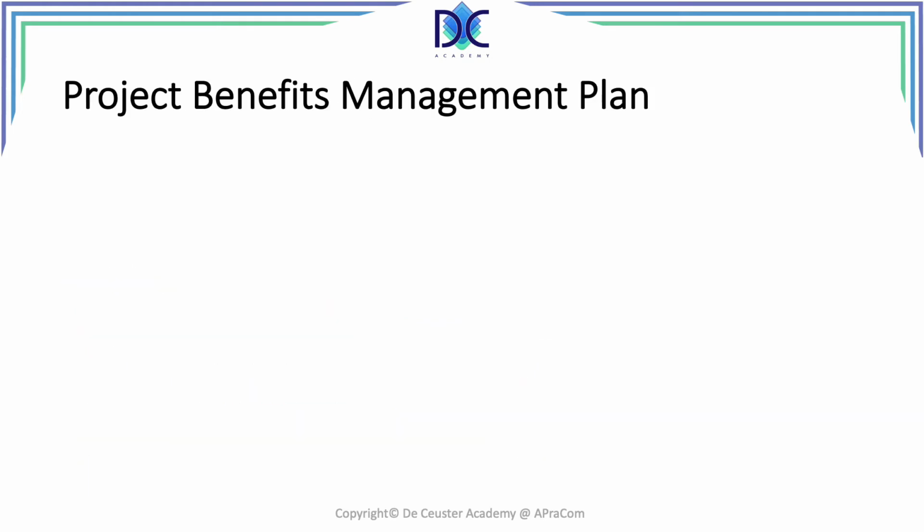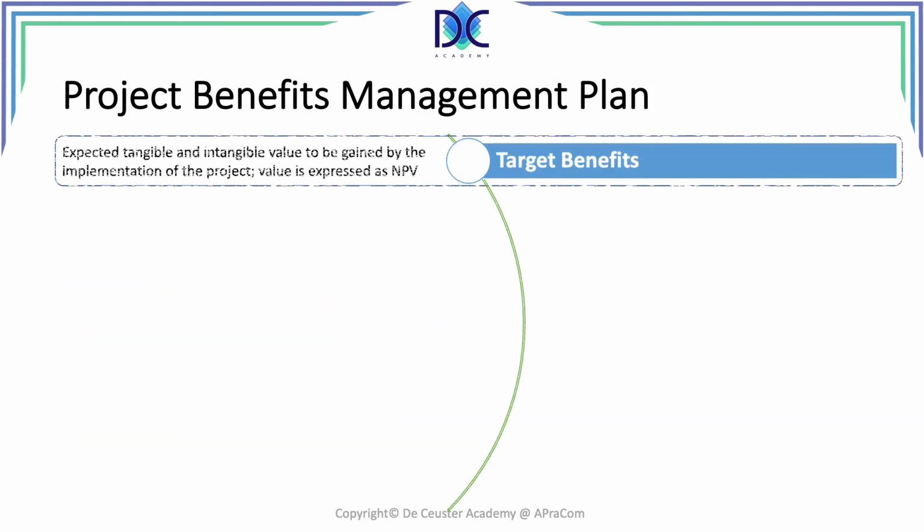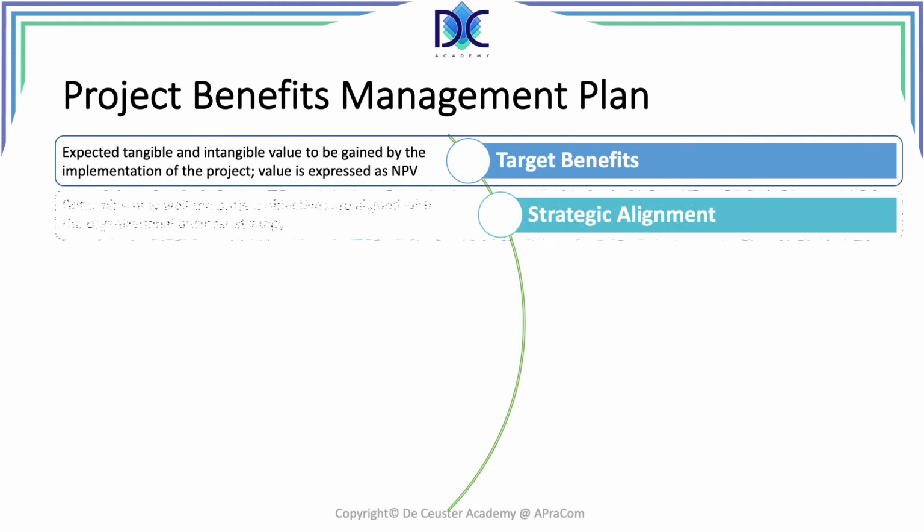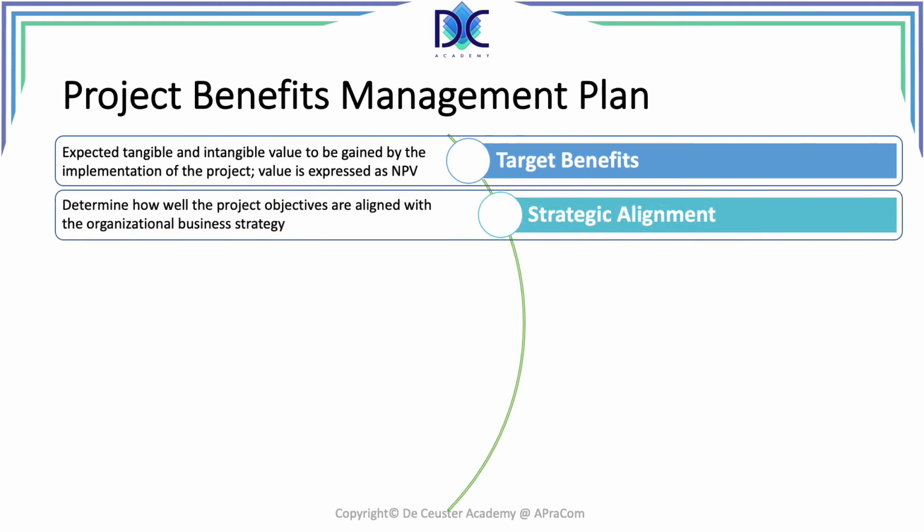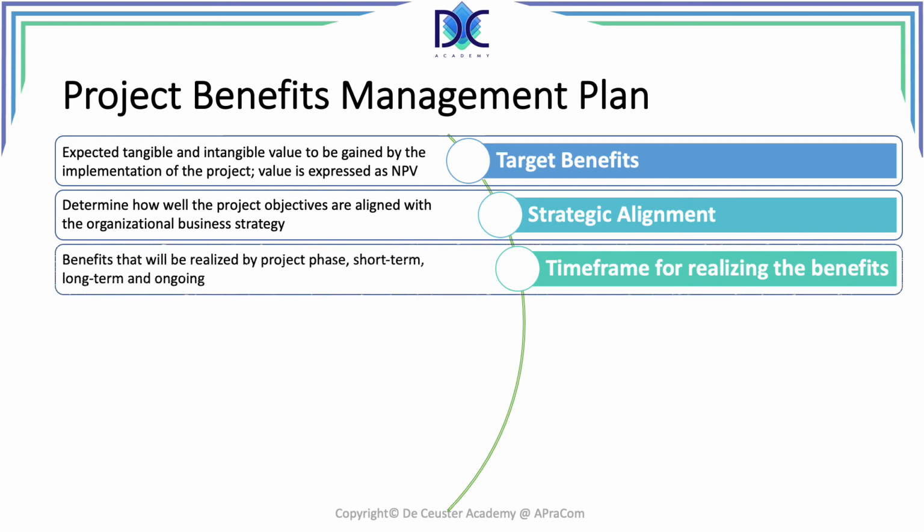When we look at the project benefits management plan, we have first of all the target benefits. These are the expected tangible and intangible value that will be gained by the implementation of the project, and value is typically expressed as net present value, meaning a profit. We look at the strategic alignment. How are the project objectives aligned with the business strategy, the strategy of the organization or of your department? Very important parameter.